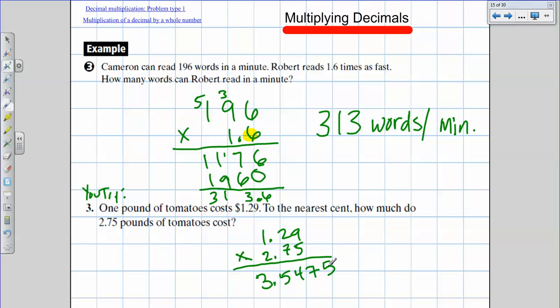1, 2, 3, 4. Now we're talking about money, so am I going to leave my answer like this? No, I'm going to round it to the nearest hundredth, or to the nearest penny. So I'm going to look at my 7. How much do 2 3/4 pounds of tomatoes cost? They're going to cost $3.55. Final answer.